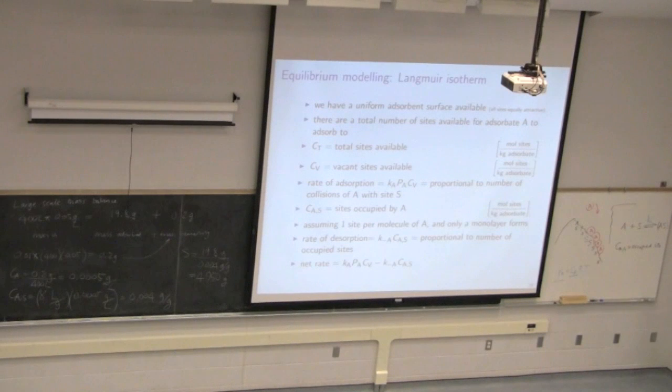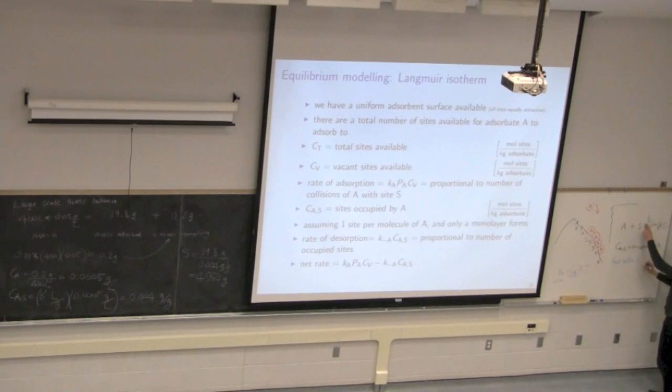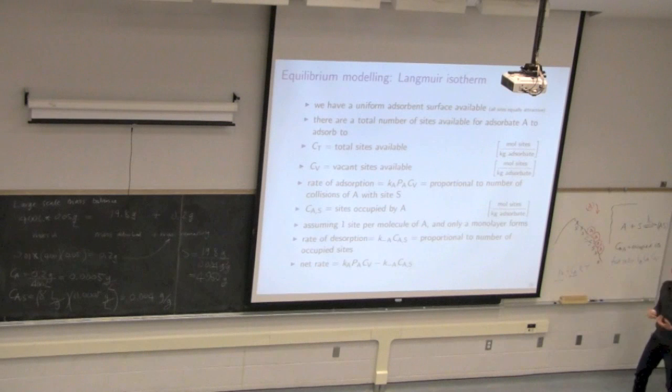So this forward rate is equal to this rate constant k_A multiplied by the concentration of A multiplied by the concentration of vacant sites. The more vacant sites you have available, the greater that forward reaction rate. The greater the concentration of A available, the greater that forward reaction. So that's conceptually intuitive from reaction kinetics.